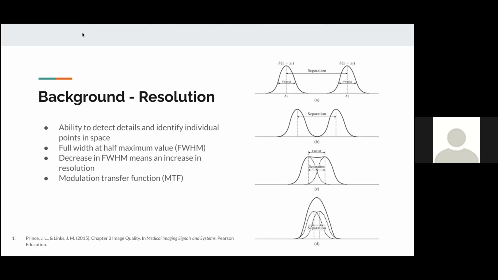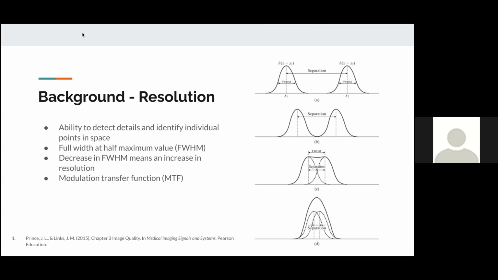One way to measure resolution is the full width at half maximum value, which is the minimum distance that two points must be separated in space in order to appear separate. This is seen in the image on the right. As the points travel closer together, the full width at half maximum value decreases, which results in an increase in resolution. The dips in the separate images are important in seeing whether the two points will be visualized as separate.